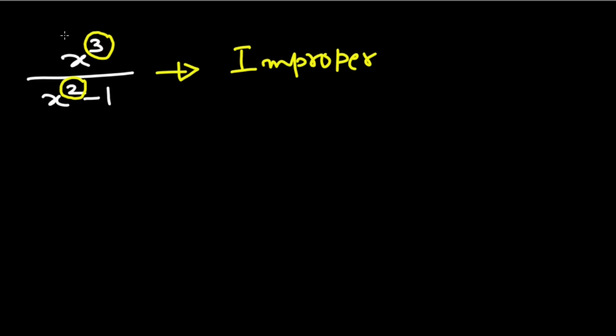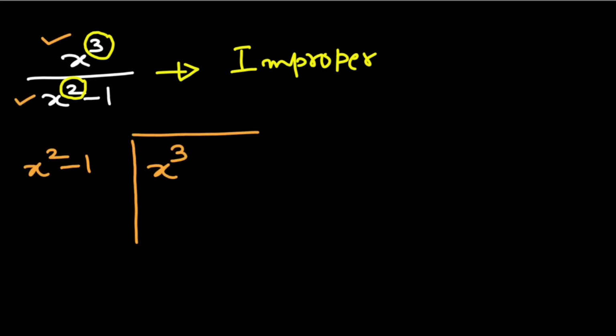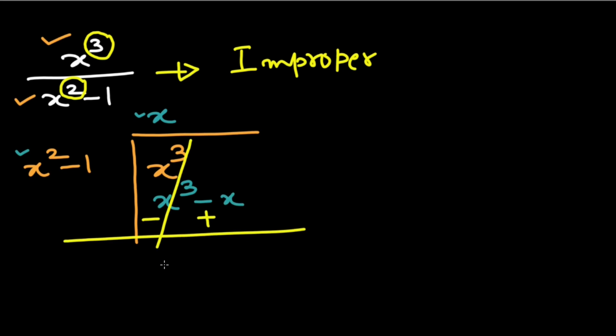For that, we will divide this x cube by x square minus 1. So first we divide x cube by x square to get x, which we write here. After that, we multiply x square by this x to get x cube. Then minus 1 into x will be minus x. We change the signs, so this gets cancelled and we get x. So this x is our quotient q and this x is remainder r.